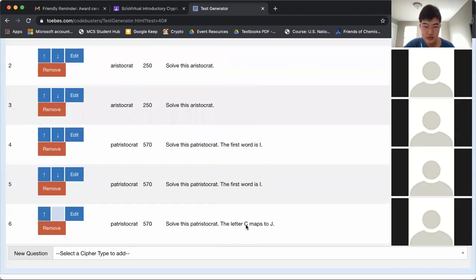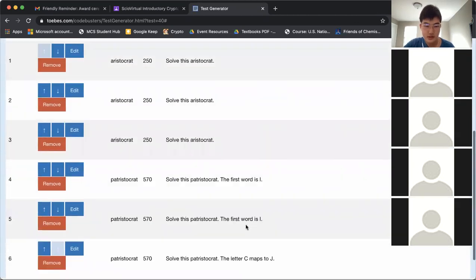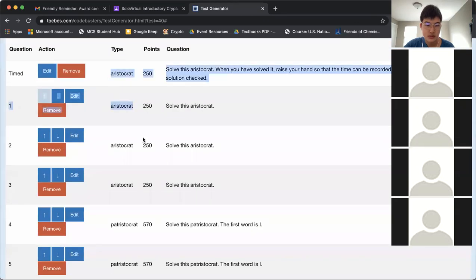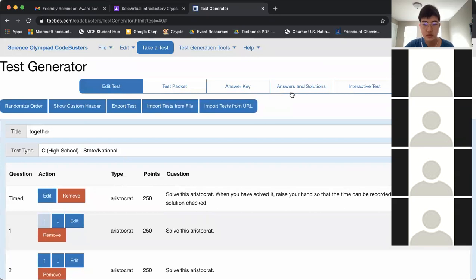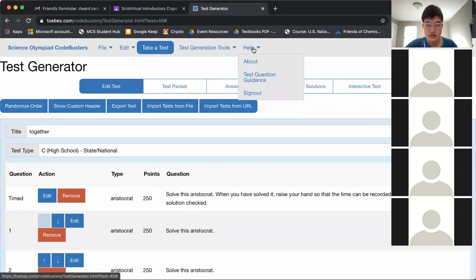There's a Discord bot that you can tell some commands to and it can generate tests for you, but you can see there's only Aristocrats and Patristocrats on it. It's pretty short, so I just thought we could run through this together. And it'll also help explain the Tobes format if you haven't been using it before.